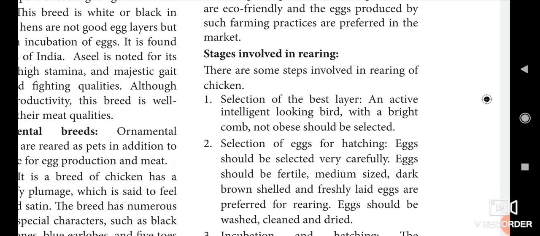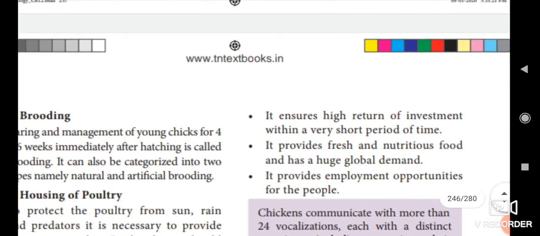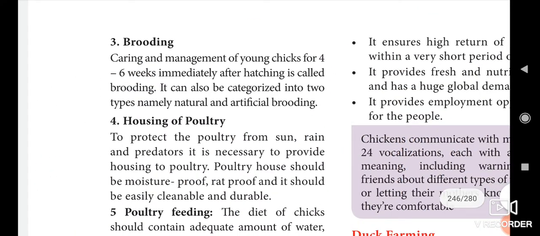Then next we see the stages involved in rearing. What are the steps involved in rearing? First we have to select the best layer of chicken. Next we have to select the best quality of egg for hatching. Next the incubation period, incubation and hatching. Next we see about brooding. Brooding means we have to care for the young ones for 4 to 6 weeks after hatching. Brooding is classified into two types: natural brooding and artificial brooding.